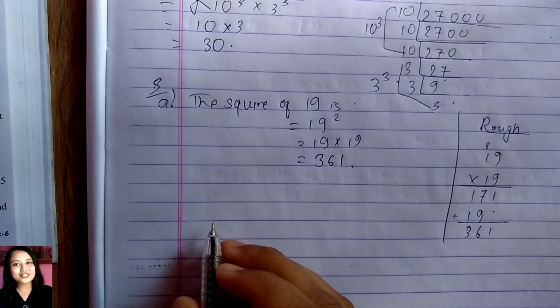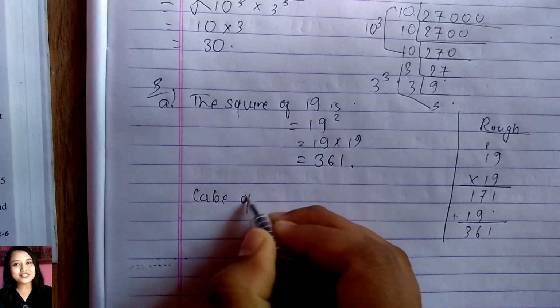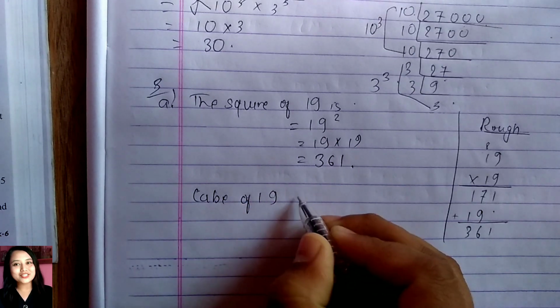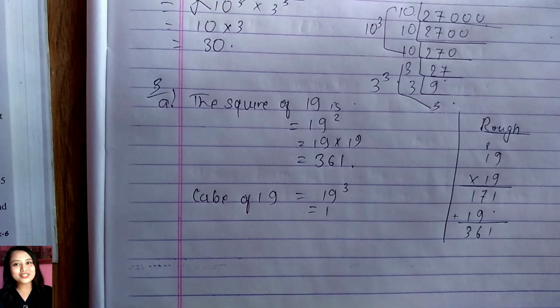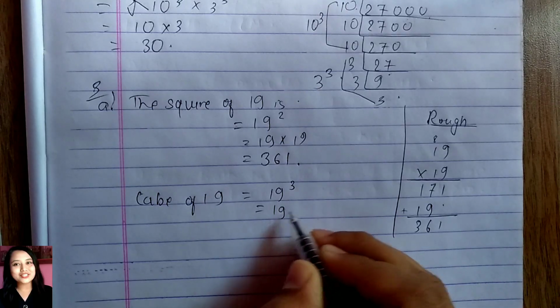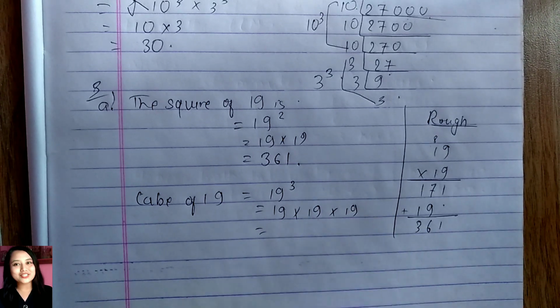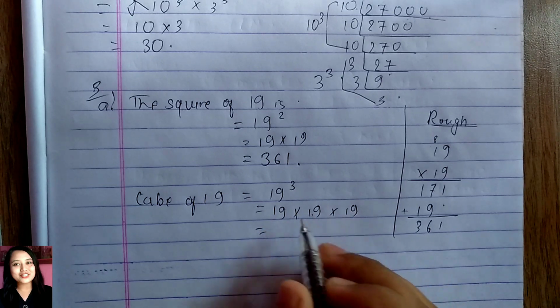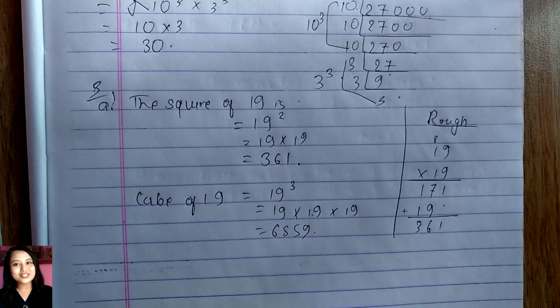Similarly, if the question is asking you the cube, suppose the question is asking the cube of 19, then you will write 19 cube here. Then after that we'll write 19 into 19 into 19. Like this you'll be multiplying 19 into 19 into 19, then you'll get the answer 6859. Okay, like this you'll be doing question number 3 and 4.